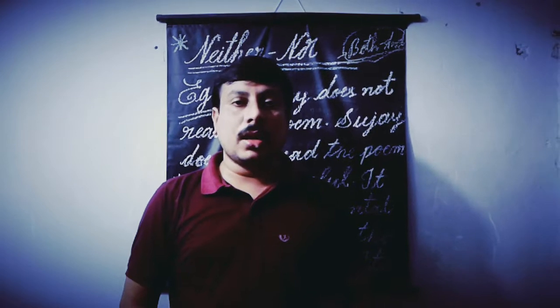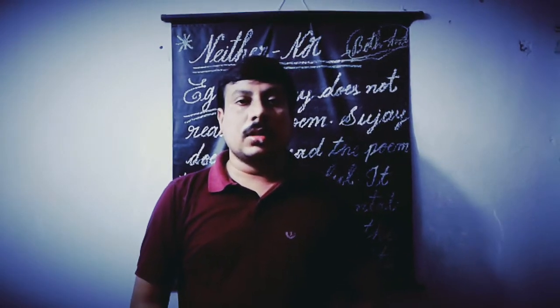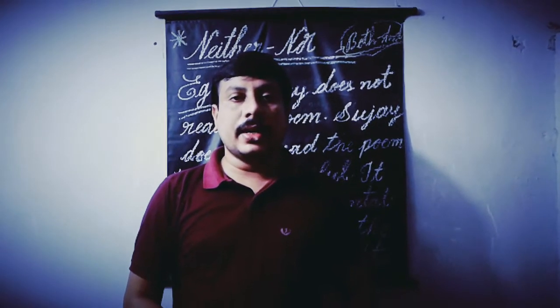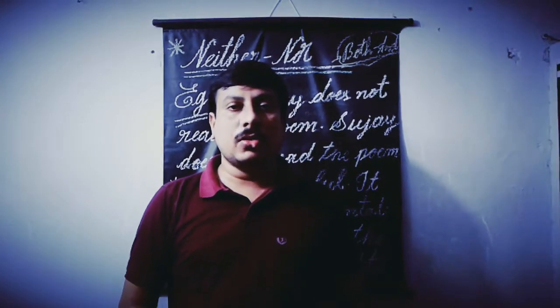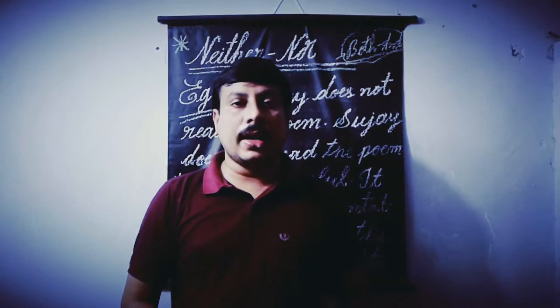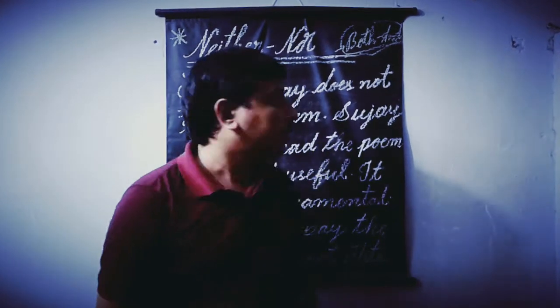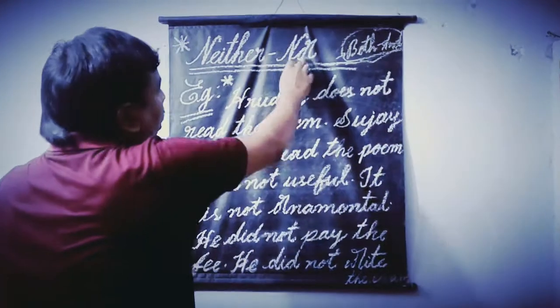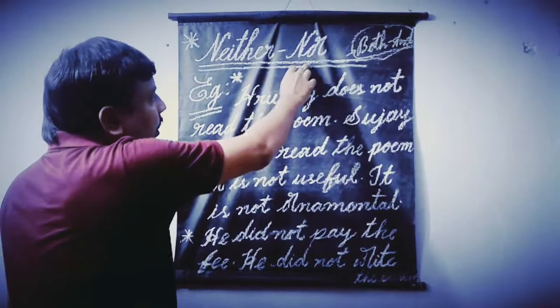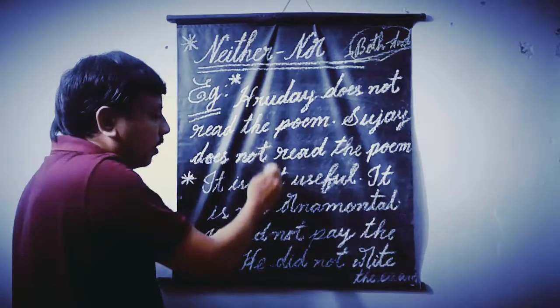Generally we use the correlative conjunction neither nor in order to join two negative ideas. Neither nor. This is the topic that we are discussing in our session.